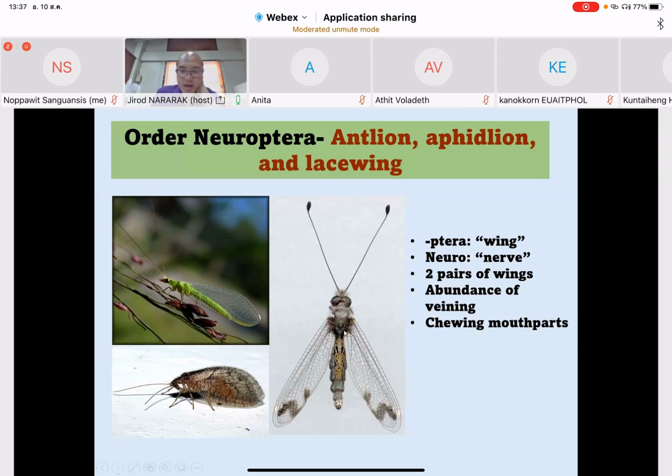And their mouthparts are chewing mouthparts, because they are predators as well. Not only the adults, the larvae are also predators. The immature stage you will study next class with the other lecture.